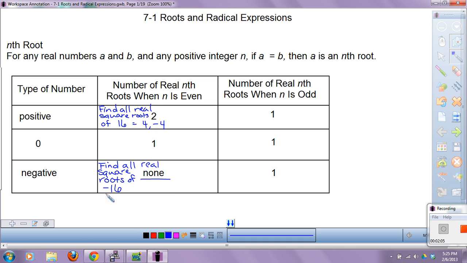There's no number times itself that will give you a negative number. 4 times 4 is 16. Negative 4 times negative 4 is 16, which is why if you're taking the square root, the fourth root, the sixth root, if your n is even, you can't take a square root or a fourth root or a sixth root of a negative number, because that means a number times itself, and that's not possible.